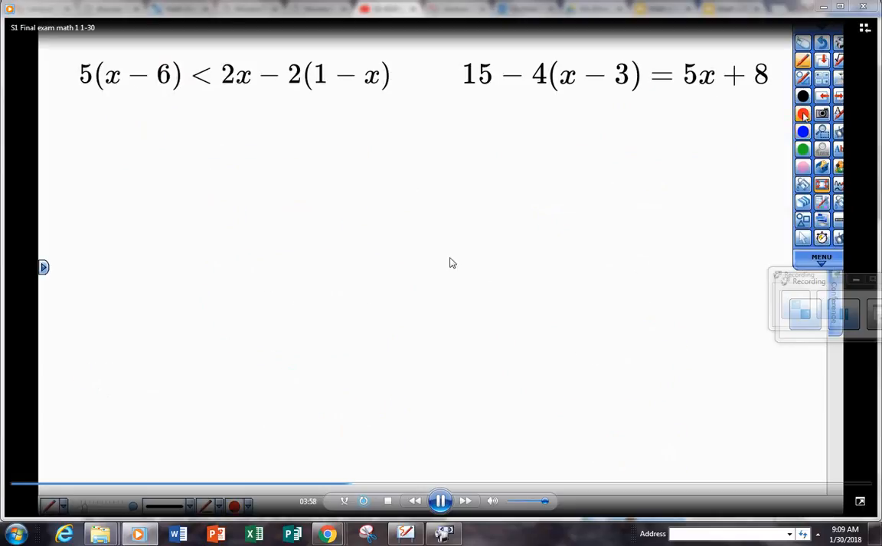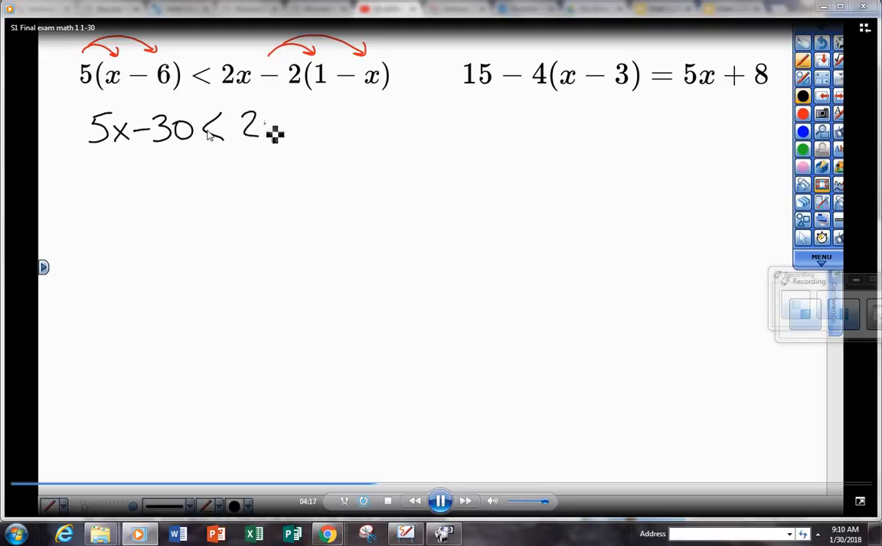All right, next two. For these, you distribute, combine like terms, and then start your variables on both sides process. So first step on these, distribute. Sometimes you got to double distribute. So 5 times x gives me 5x. 5 times negative 6, negative 30.